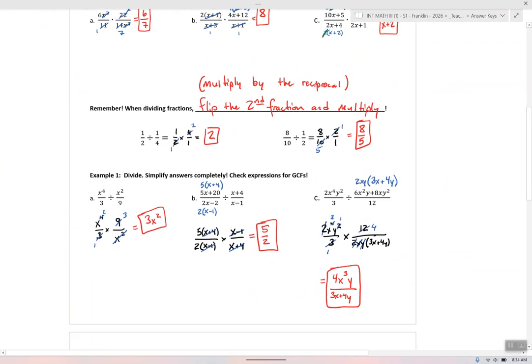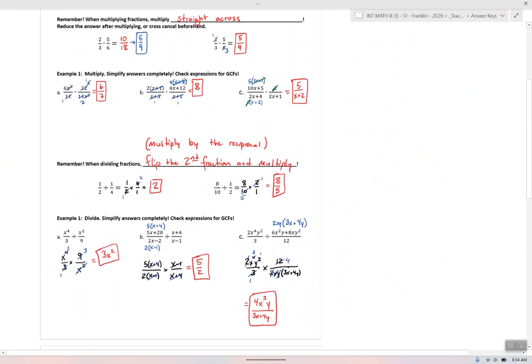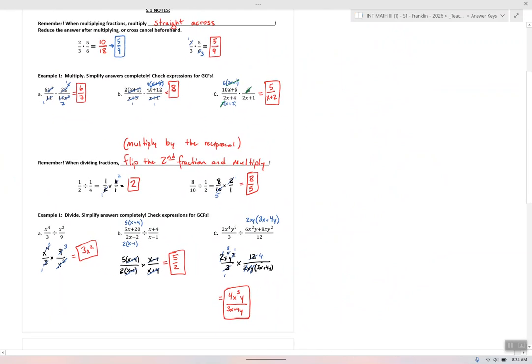So treat these just like regular fractions. You just have to remember all the exponent rules and how to divide and multiply with powers. But other than that, the process, the math rules are the same as multiplying or dividing any normal fraction.